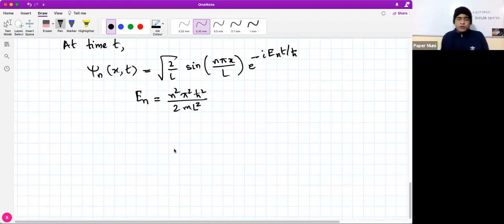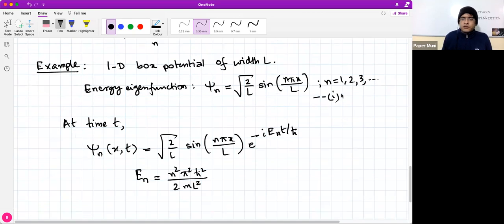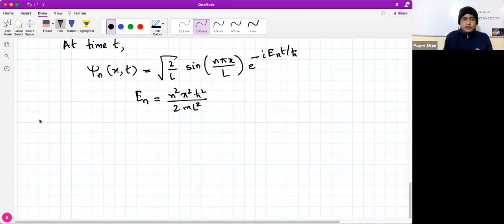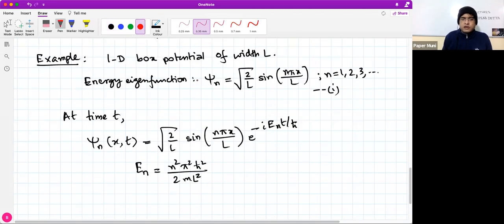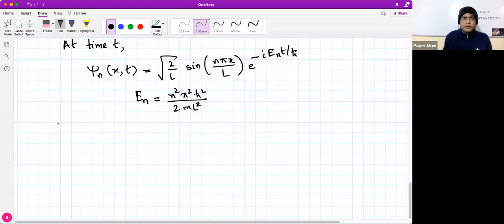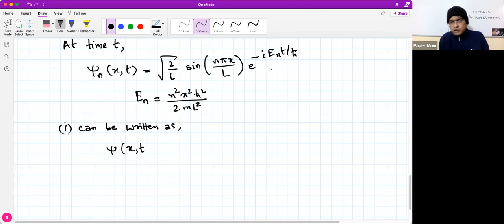Now equation 1, this wave function, can be written in the following manner. Psi at 1 can be written as psi of x. Now if we put t equal to 0 in this expression, what will happen?